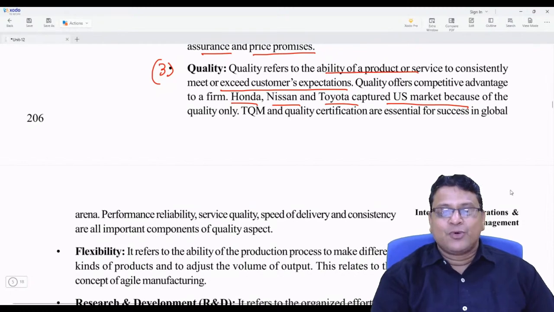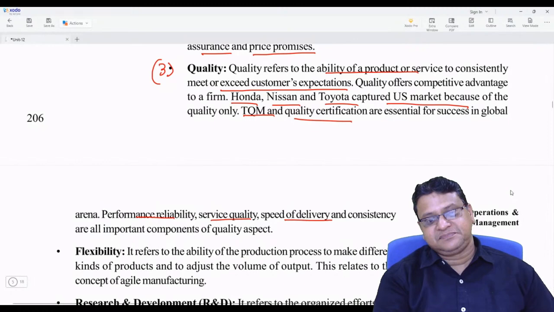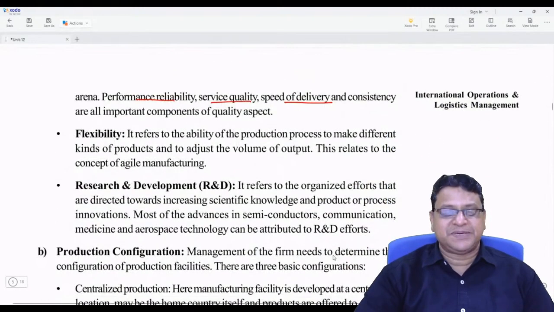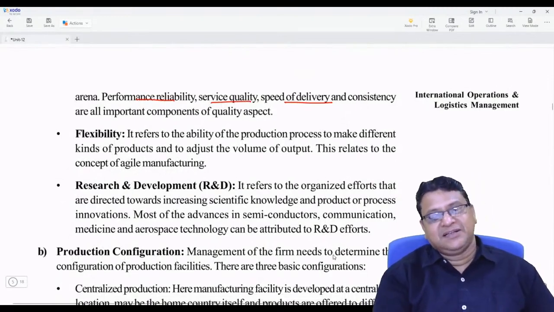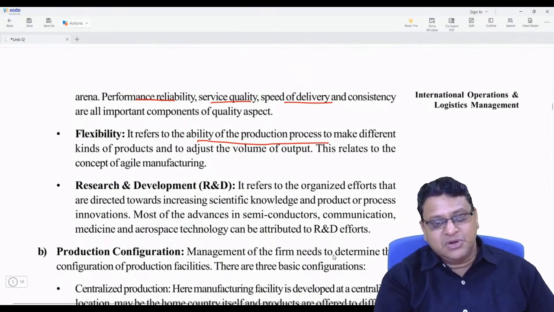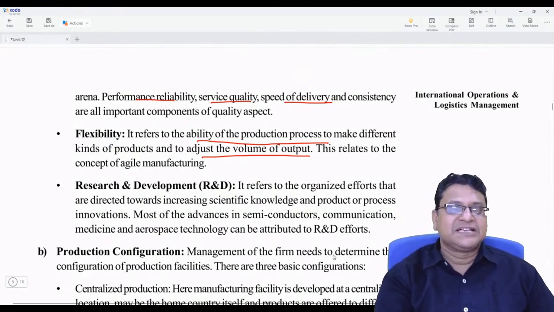Because they adopt many quality related techniques like TQM, quality certification, performance reliability, speed of delivery, consistency. These are some aspects. Another aspect is flexibility. So what is flexibility? Flexibility means it's the ability to produce, expand the production or contract the production. So it's the ability to adjust the volume of output is known as flexibility.